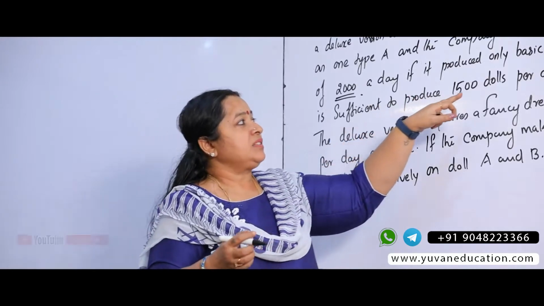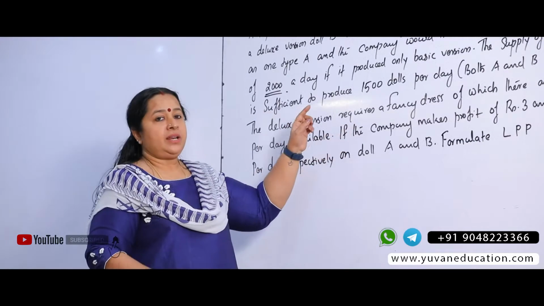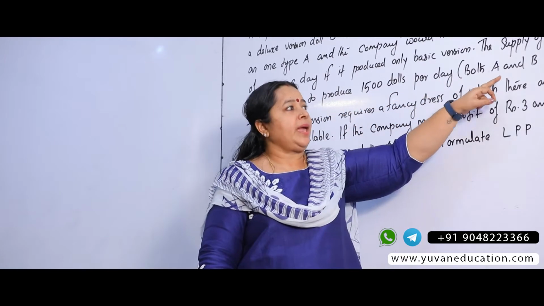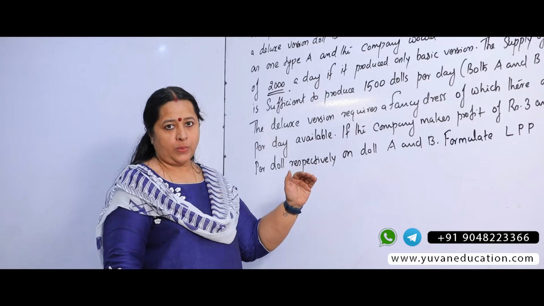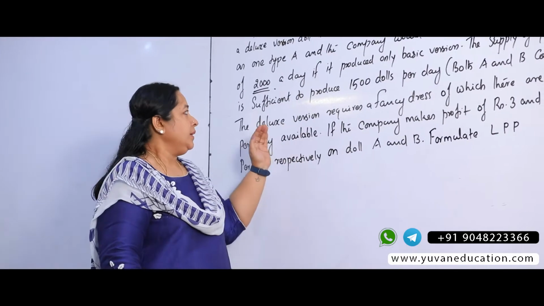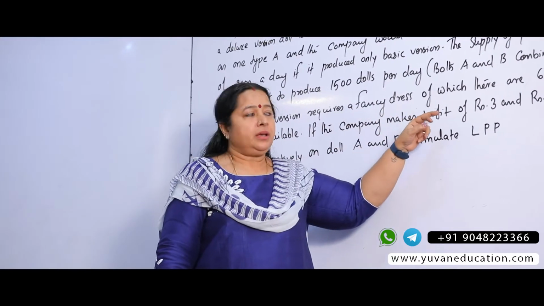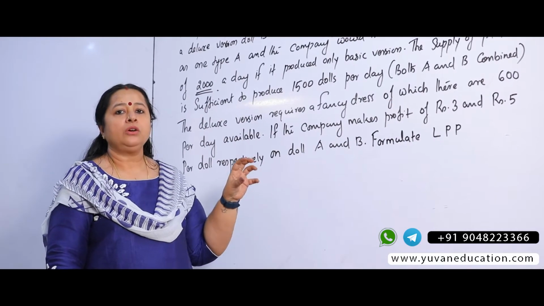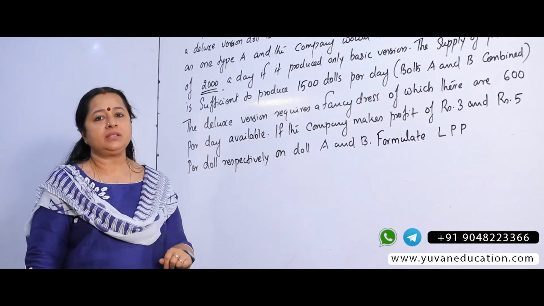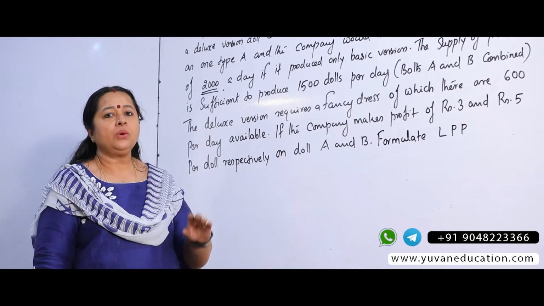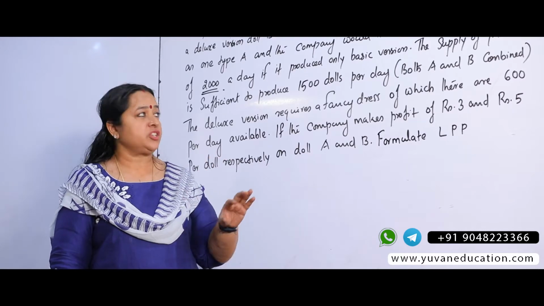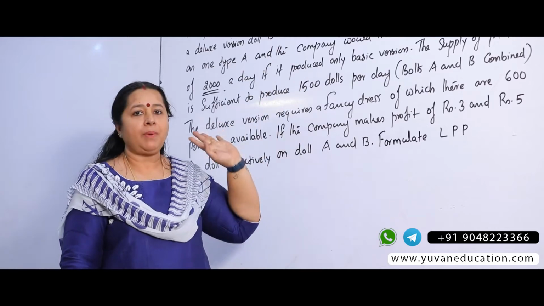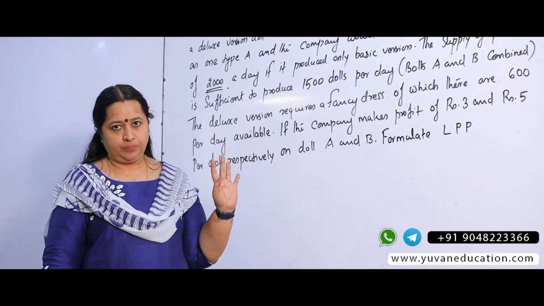Another equation: plastic. That is, plastic availability is for 1500 dolls, both A and B combined. That is another equation you can develop from this. Then, a fancy dress is required for the deluxe version. Fancy dress availability is only for 600 dolls per day. Okay, so we can develop three equations from this. One is time, one is plastic, the next one is dress.